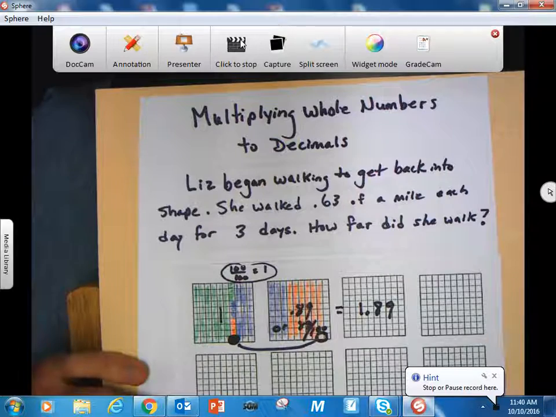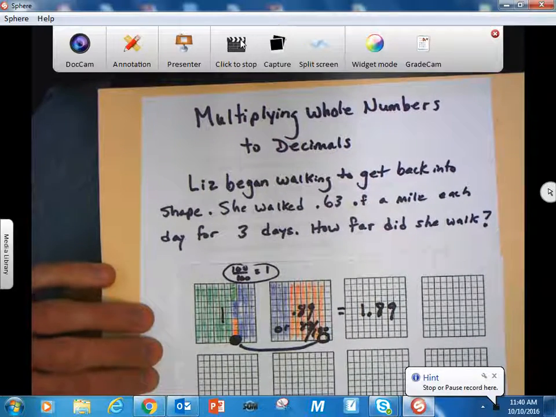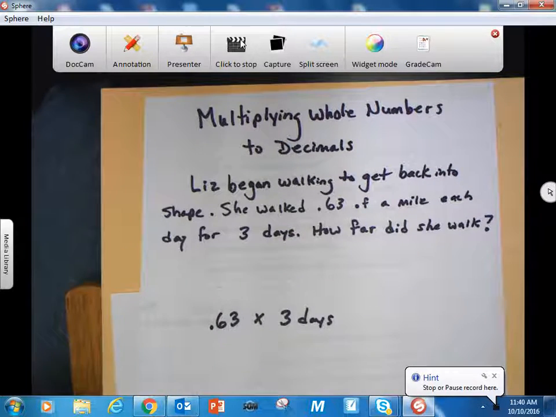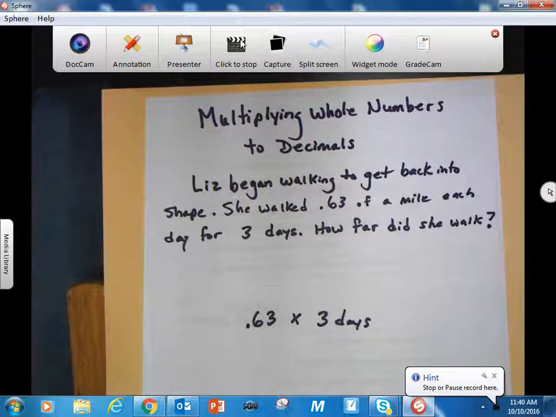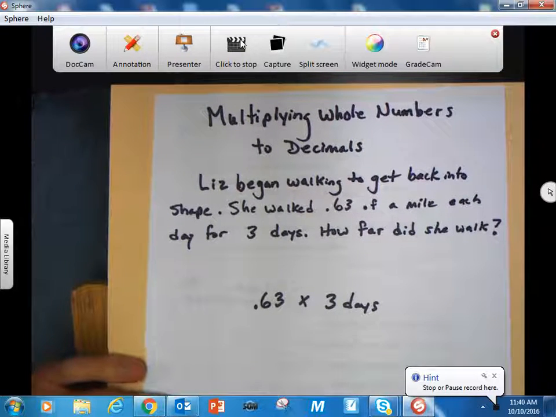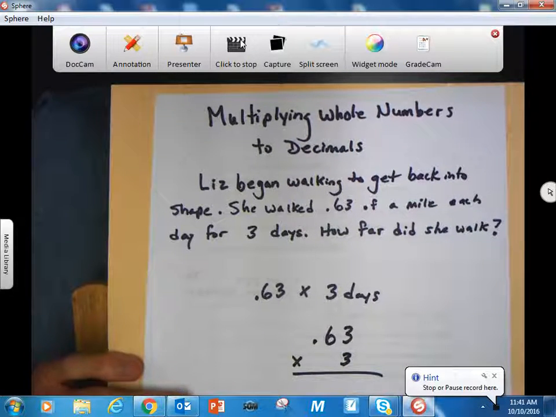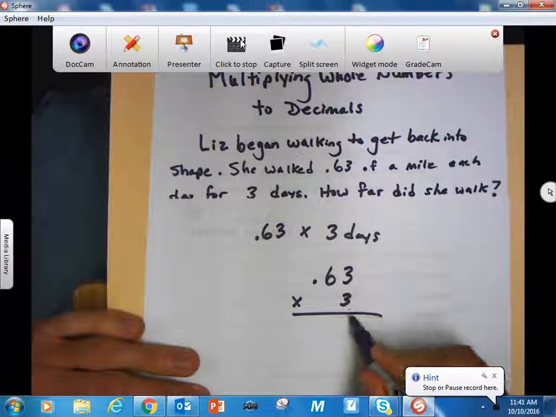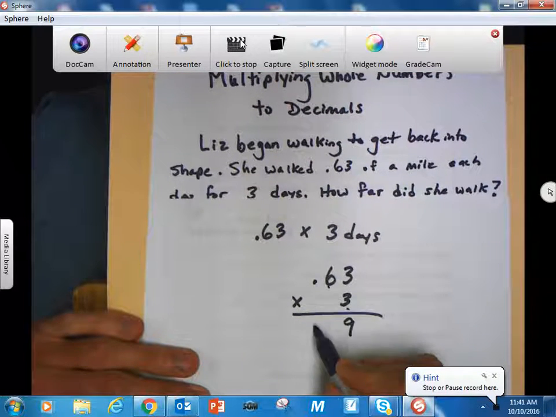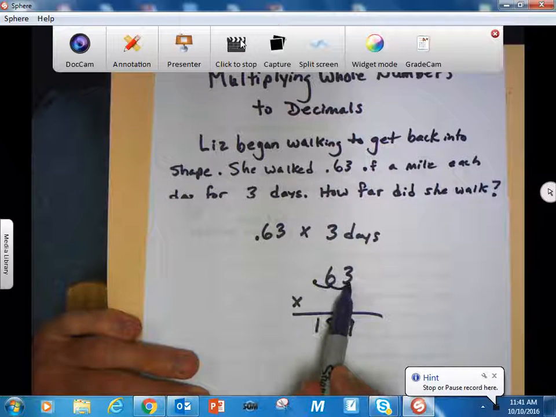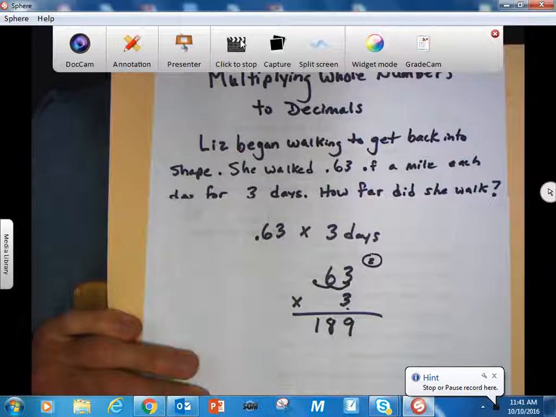Now, I can check this problem using a traditional algorithm, which I'll do right now. I'm going to see if we get the same thing. 63 hundredths times 3 days. 3 times 3 is 9. 3 times 6 is 18. I have 2 decimal places, 1, 2. So I'm going to write a little 2 over there so I don't forget. And as of right now, I have 189.